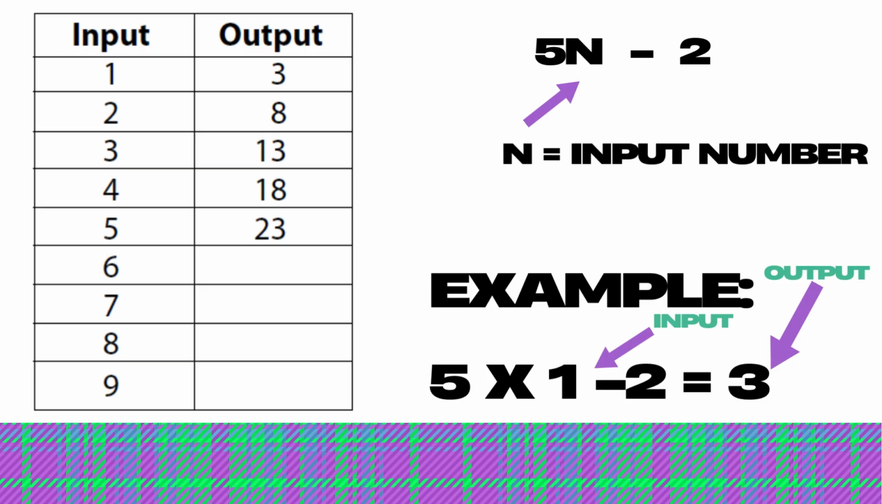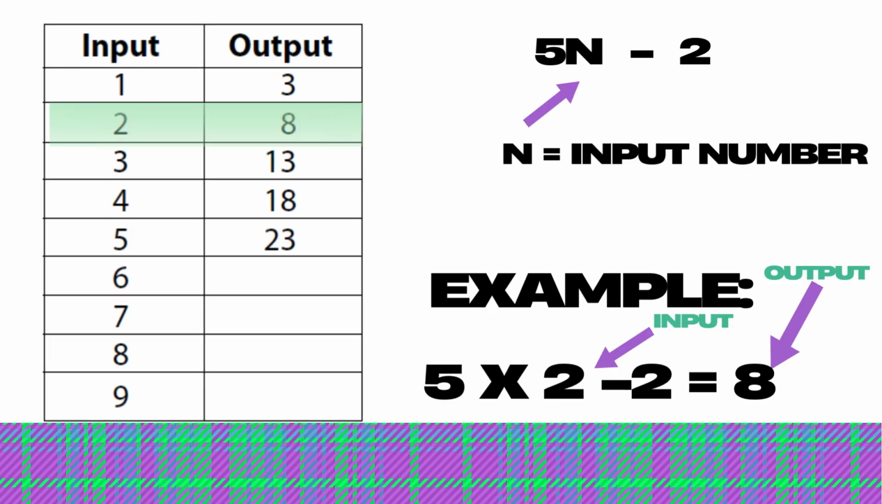I could write this as 5n, n being the input number, subtract 2. Remember, if it's showing as 5n and there's no operation symbol there, it means I multiply. So 5 times n, or 5 times 1, would be 5, subtract 2 equals 3.